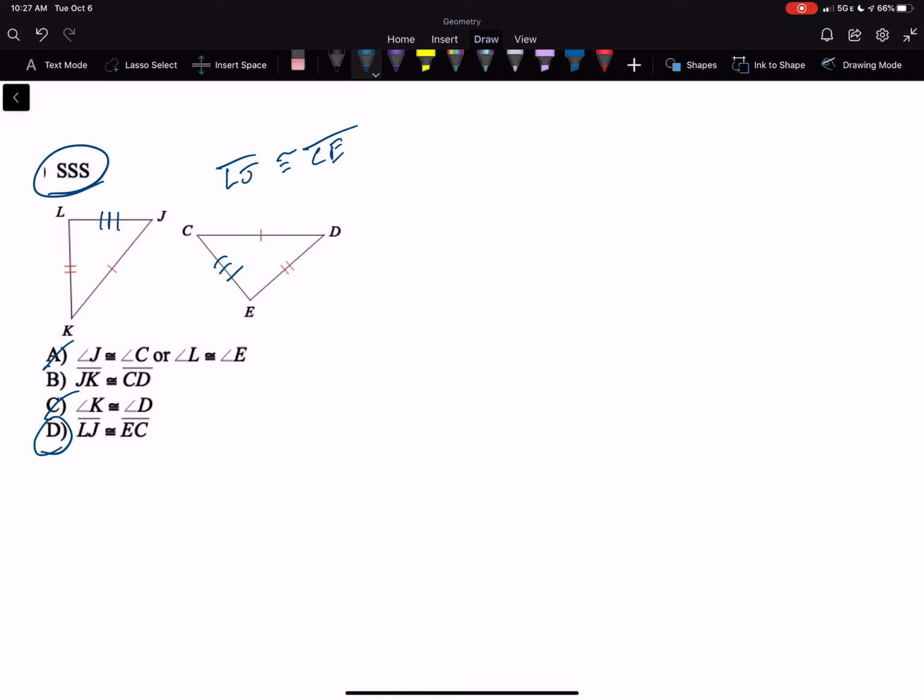All right, so that is your assignment for today. Your lesson is to determine if two triangles are congruent through proof using those four determining methods. So good luck.